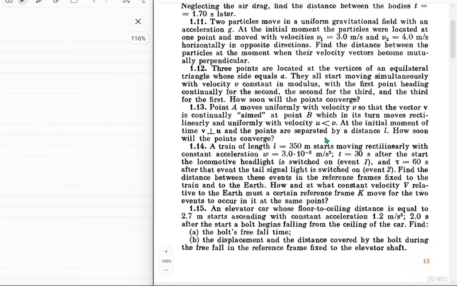So let's go to the next slide, page, whatever. So what are they saying? They are saying that one of them is just moving rectilinearly like this thing. So maybe it's moving like this, whatever. Initial moment v is perpendicular to u and points are separated by a distance L. So the whole thing is that this guy has this v aimed towards that other guy, right? And that guy is moving with u, and v and u are perpendicular.